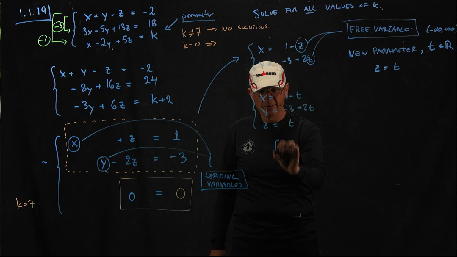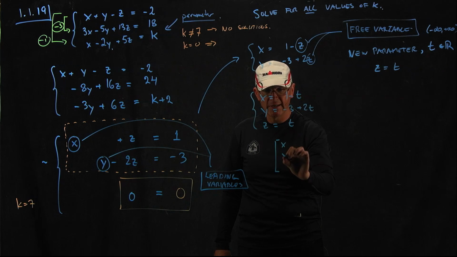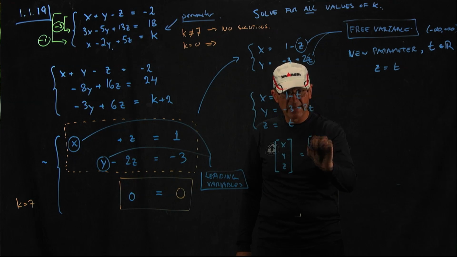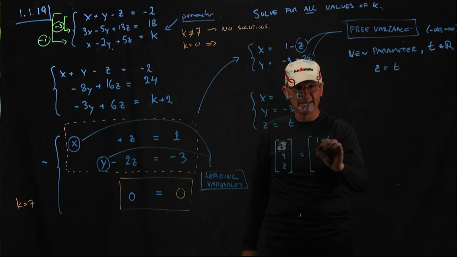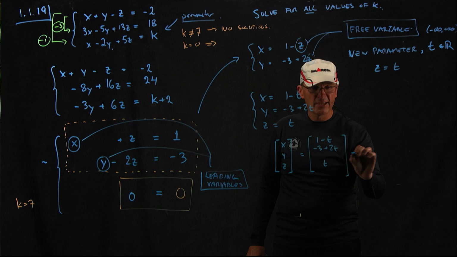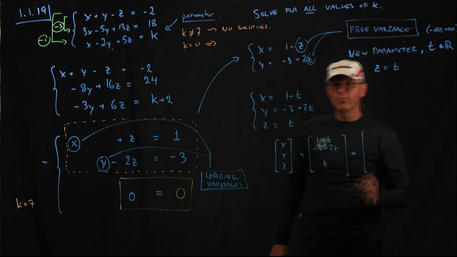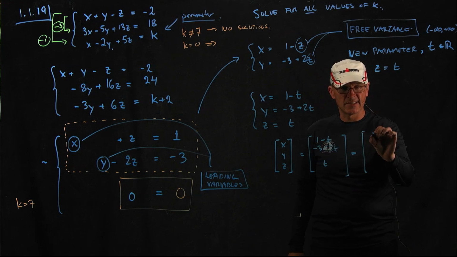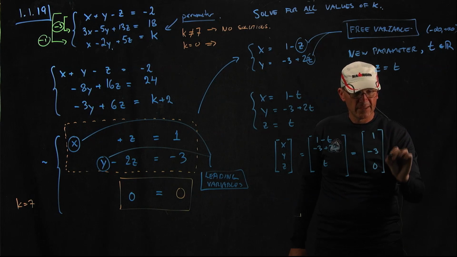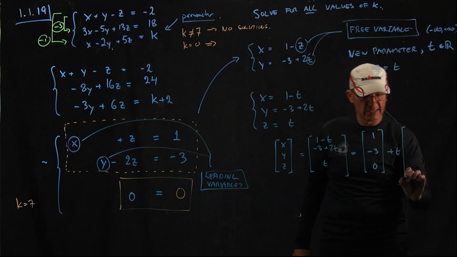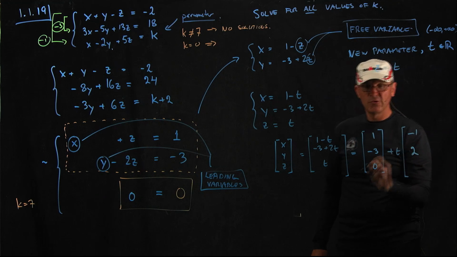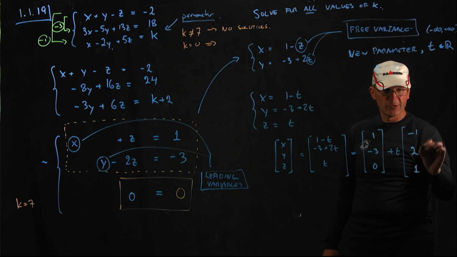Notation that we will use going forward, we'll say that x, y, z collected in a vector takes the values, of course, 1 minus t, negative 3 plus 2t, and t. And we can break this into one piece, which doesn't depend on t. All right, so 1, negative 3, and 0. And then we have the stuff that does depend on t, which is negative 1, 2 for y, and 1 for z.